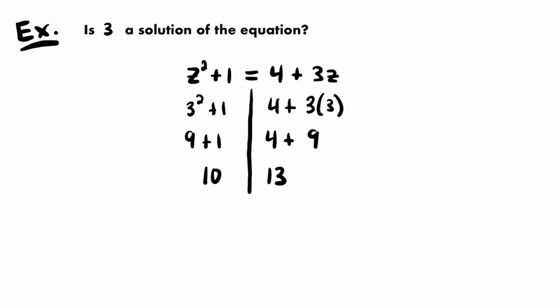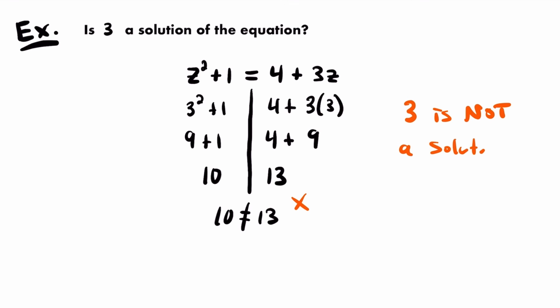And look at our results. Comparing them, they're not the same, are they? We have 10 and 13. So the final statement of the equation here would be 10 equals 13, but that's not true, right? That's an untrue statement. So really we would write 10 is not equal to 13. This does not check out. The equation is false when z is equal to 3, and so we would say here that 3 is not a solution to the equation.